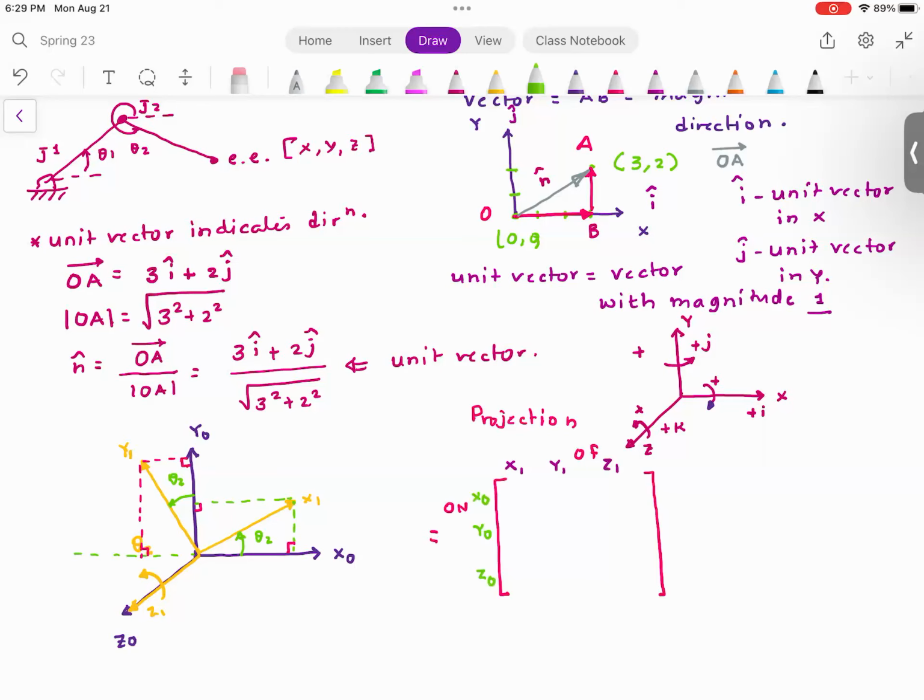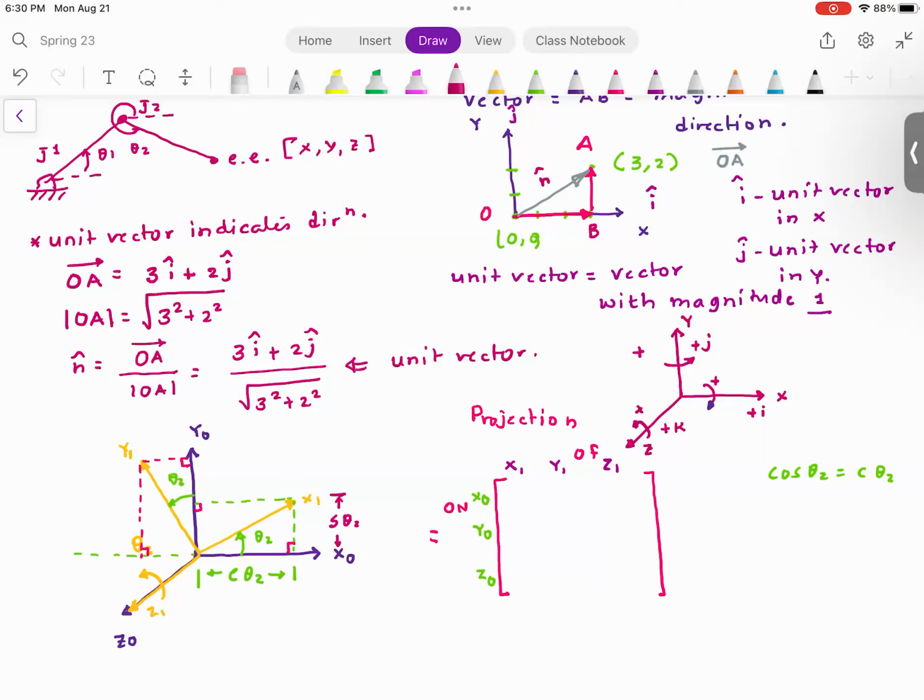So think about projection of x1 on x0. Remember, this is a unit vector. So do you agree with me that this is cosine theta z? So I'm going to say cosine theta z is equal to c theta z. Do you agree with me? Projection of x1 on y0, this is sine theta z. Do you agree with me?